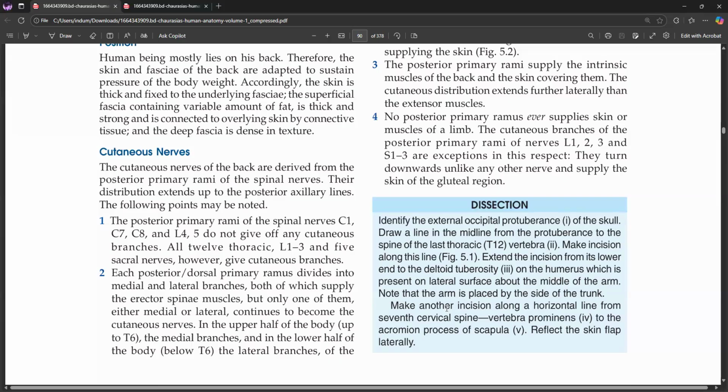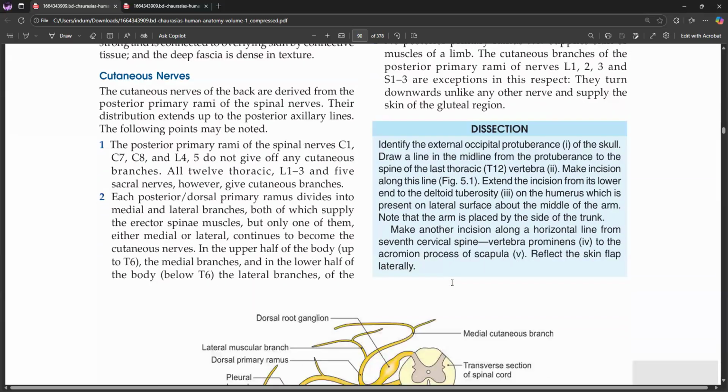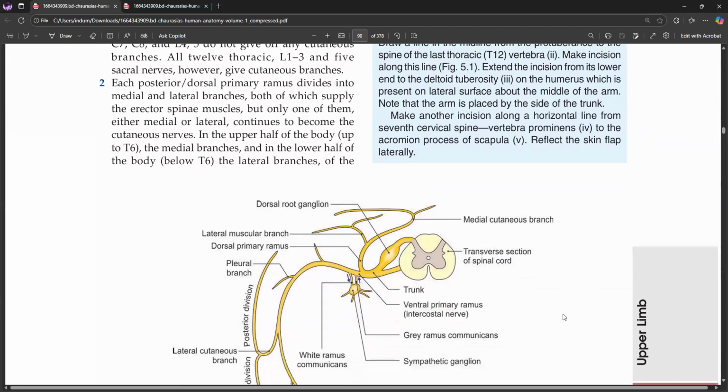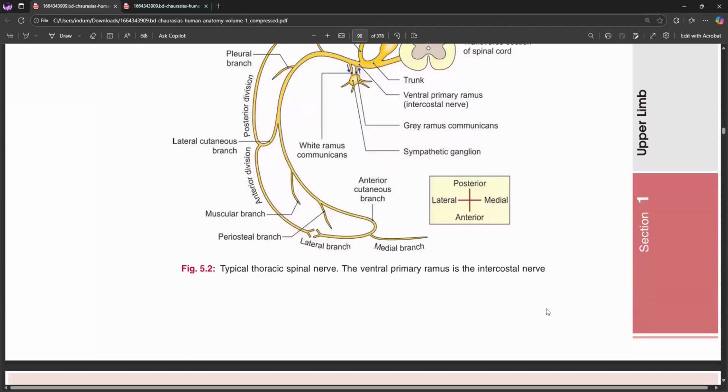Extend the incision from its lower end to the deltoid tuberosity on the humerus, which is present on the lateral surface about the middle of the arm. Note that the arm is placed by the side of the trunk. Make another incision along a horizontal line from the 7th cervical spine, vertebra prominens, to the acromion process of the scapula. Reflect the skin flap laterally.